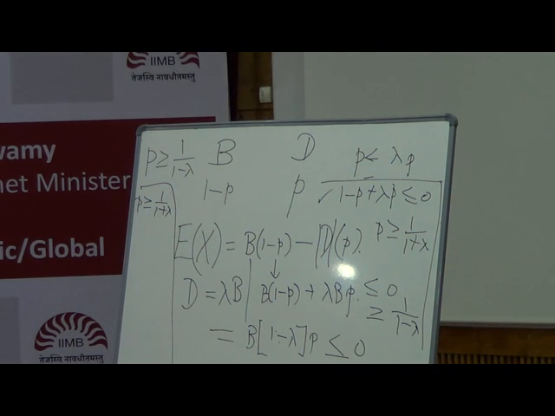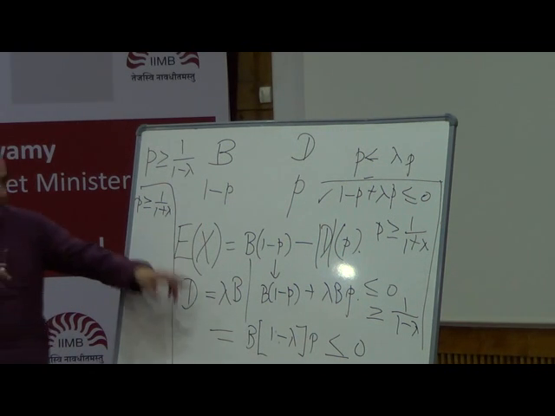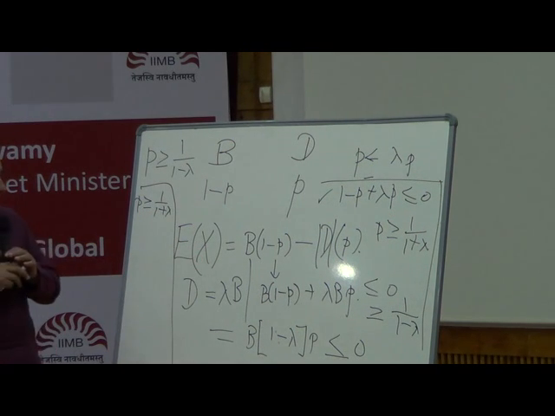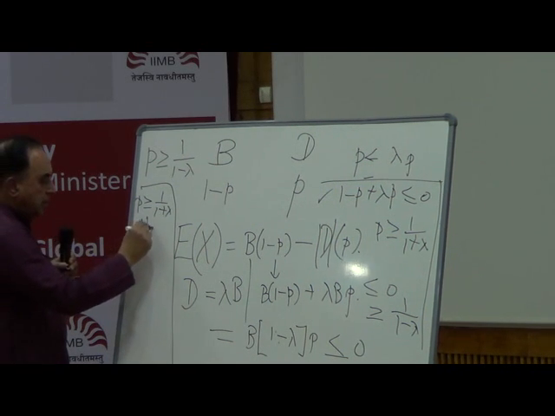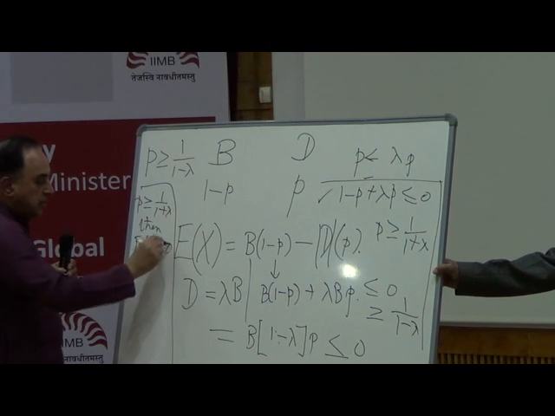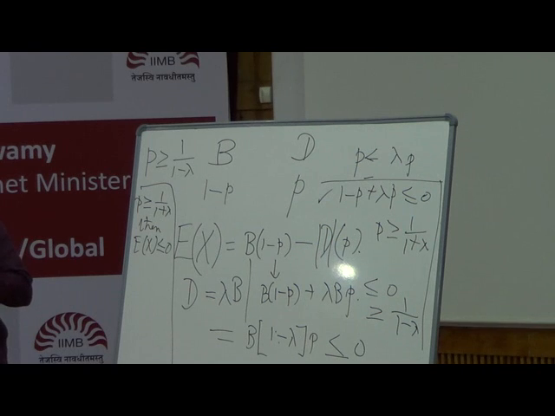That means if lambda is 99, then 1 plus 99 is 100. So if the fine is 99 times the bribe, then all you need is a probability of being caught of 0.01. If lambda is 199, then it is 1 by 200. That is even smaller. So the larger the lambda, the larger the fine on getting caught, the more likely it is that the expected value will be negative. So if P is greater than that, then expected value is less than 0, and therefore it is rational not to be corrupt.